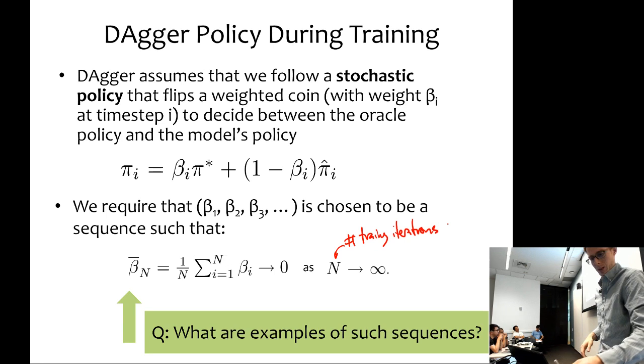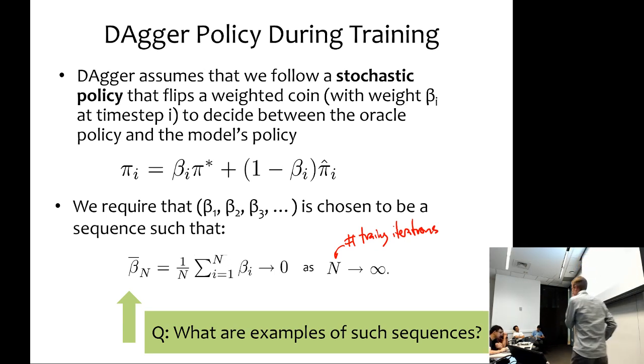Okay, so we just need some mixture of these two. Can you guys come up with some actual sequences, some mixtures that would give us this nice property? Yeah, a sequence like half, 1/4, 1/8. So can anyone articulate that sequence in terms of I? Exponentially decaying.